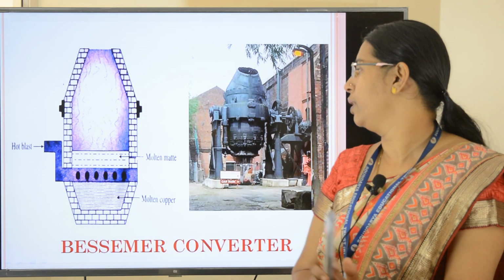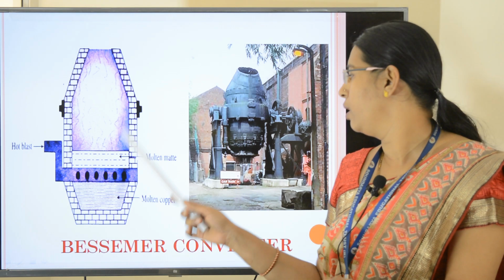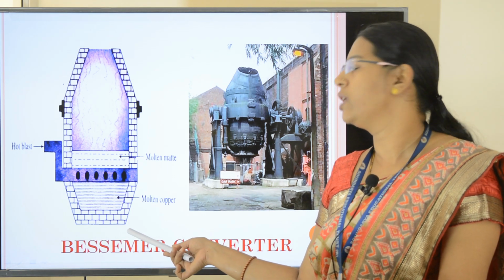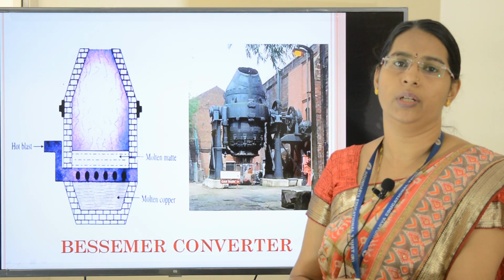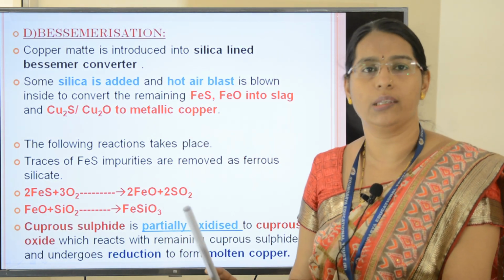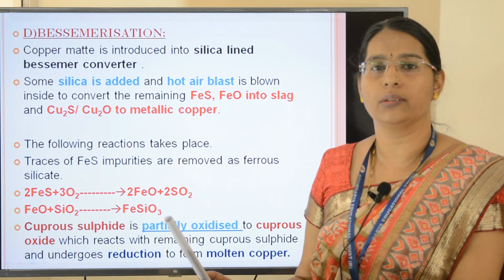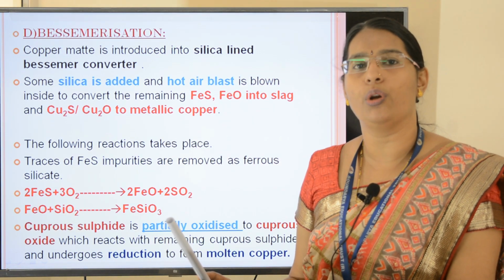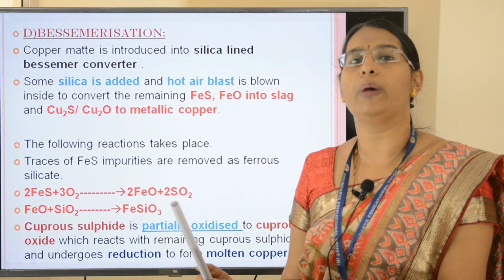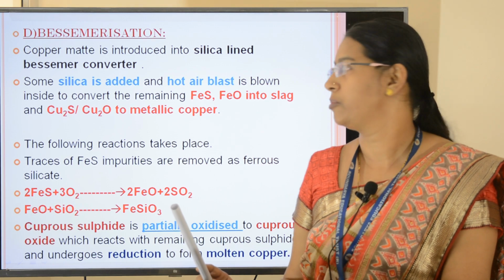Next step here is Bessemerization, which is taking place in another converter known as Bessemer converter. So Bessemerization is again important for your exam purpose. The questions can be asked for 2 to 3 marks. Explain the preparation of blister copper from copper matte. Like that the questions can be asked in your exams.